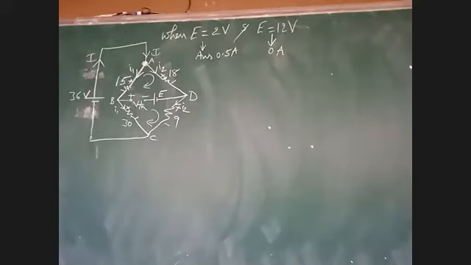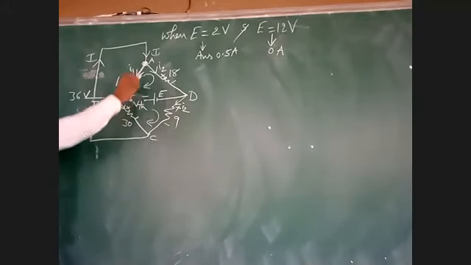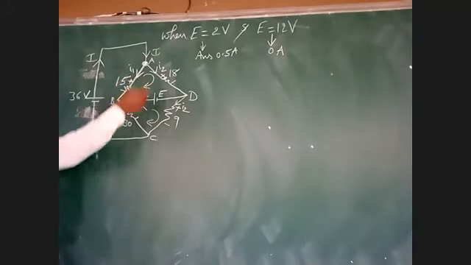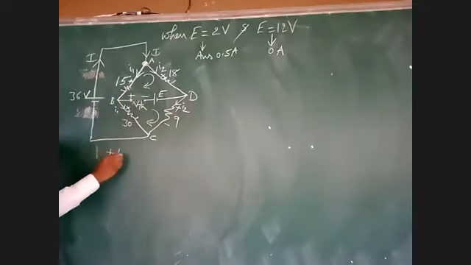Now I will go for VTH. I can consider the upper loop or the lower loop, any one. Otherwise, consider both and verify whether you are getting the same answer or not. Now see here. This one we consider. Start from anywhere. Let us take the arrow moving from minus to plus.